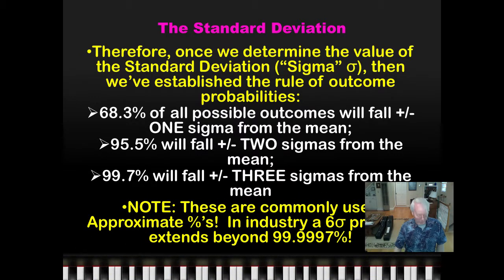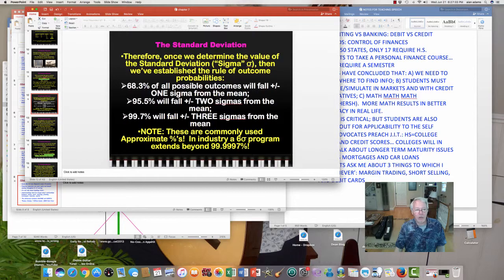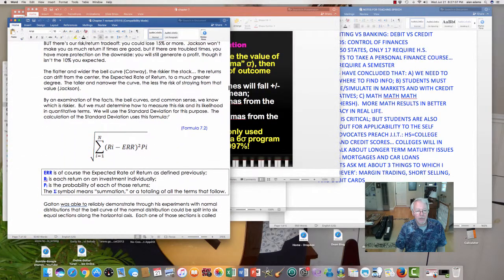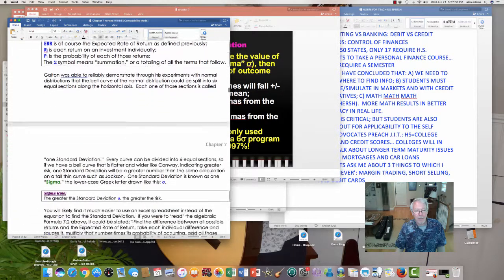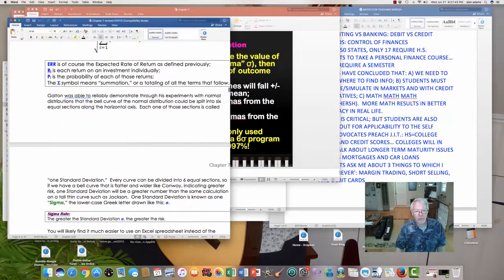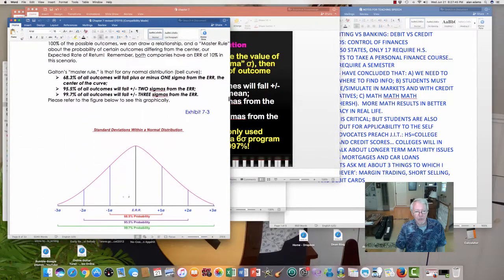And I've actually sketched that out for you in the book. That, by the way, is the formula for standard deviation. Back to that in a moment. Let's scroll down, there it is.